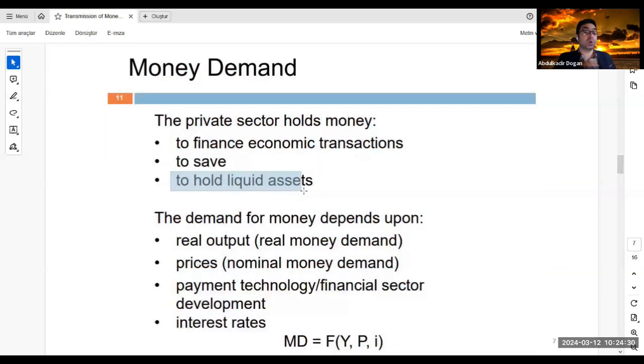And to hold the liquid asset. Why? Because, for instance, a house is illiquid, right? It is real estate. If you need money urgently, that house cannot be converted into money in 1 second. But if you have gold, or a treasury bond or something like that, it can be converted into banknote money, liquid money, in 1 second.